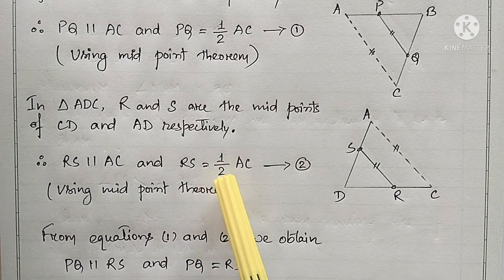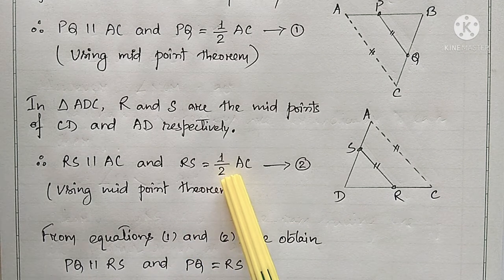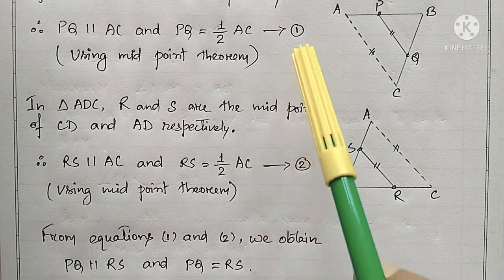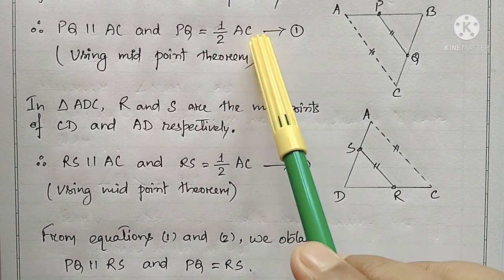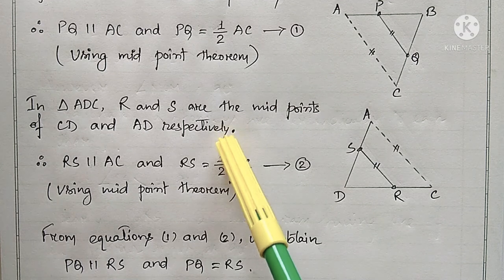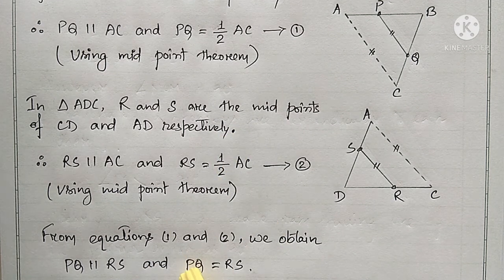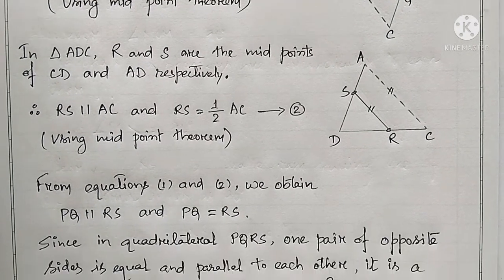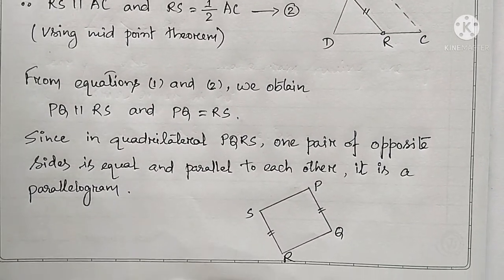And if you see the right hand side of equation 2, half of AC is here, as well as in equation number 1, half of AC is here. If the right hand sides are equal, that means the left hand sides are also equal. So that's why we write PQ equal to RS. Is it clear? Now from these two conditions, we get that the opposite sides are parallel and equal.